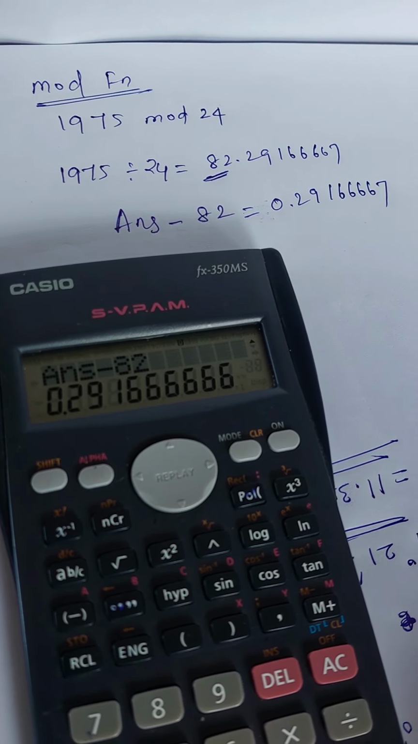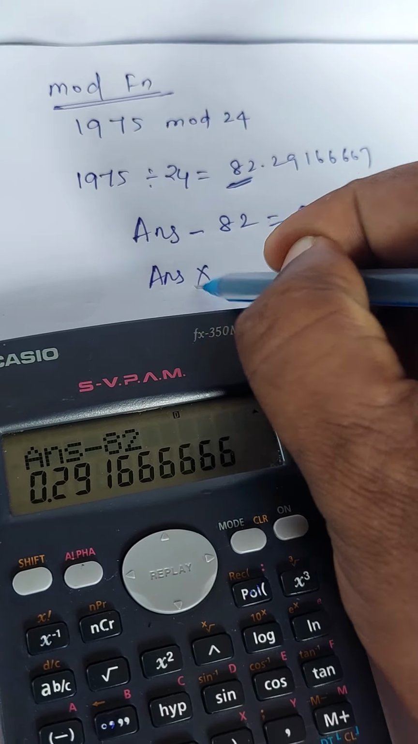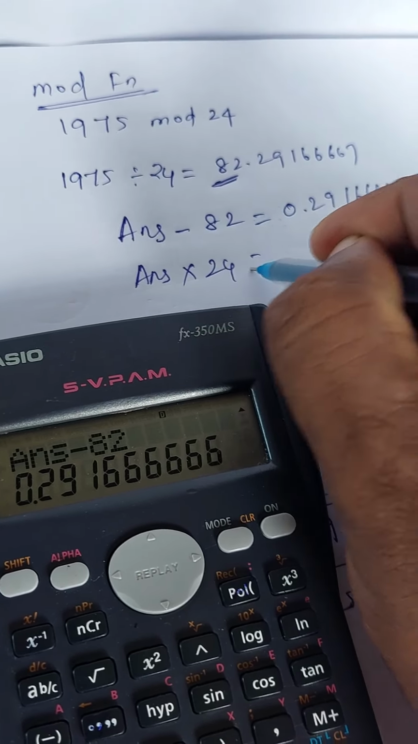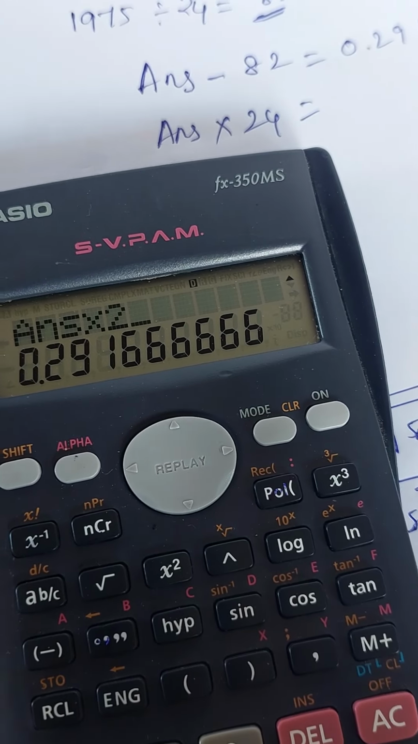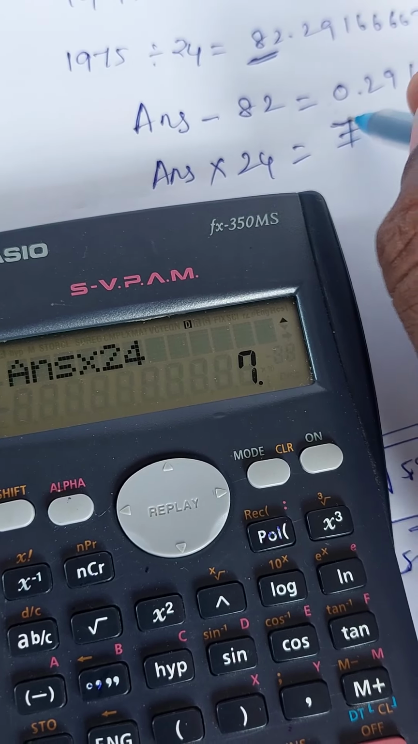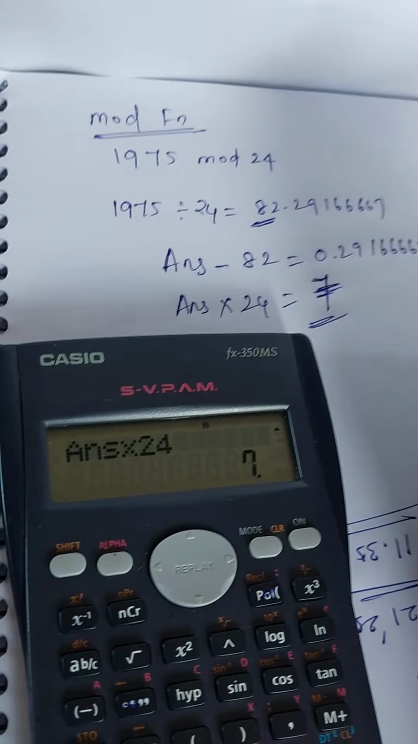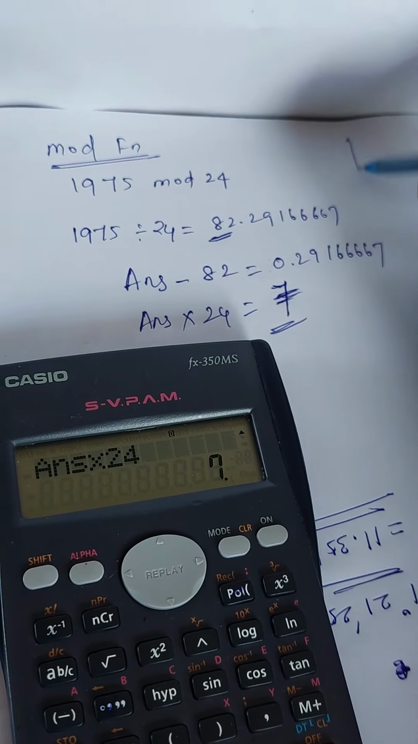Now what you do is, we have to multiply the answer by your mod value 24. So what you get? Into 24 gives 7. So this is our answer. We will check out one more problem.